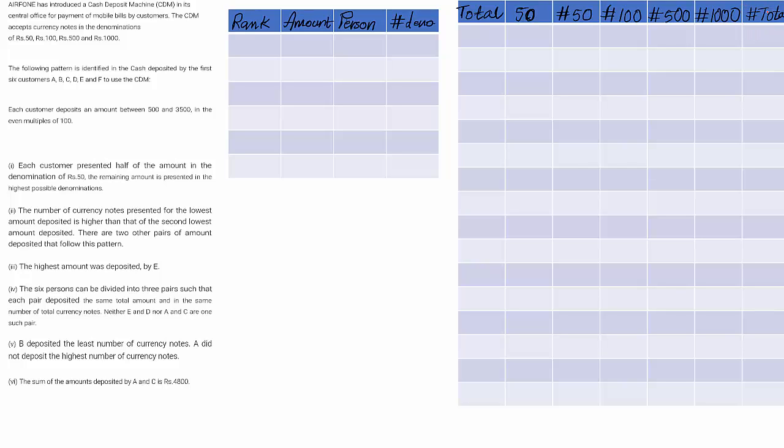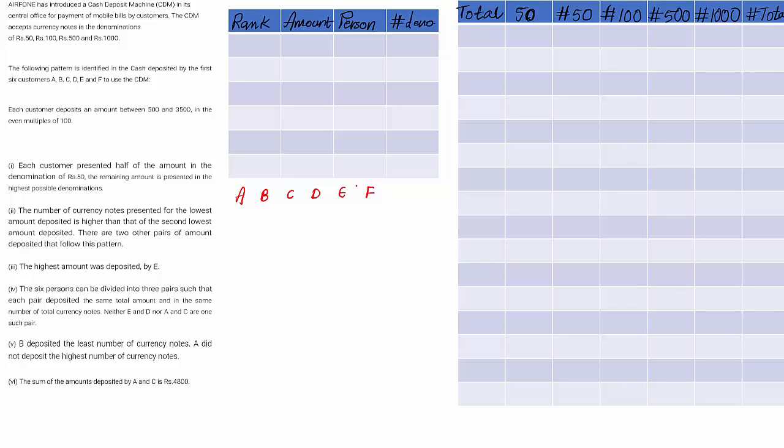Now, the following pattern is identified in the cash deposited by the first 6 customers A, B, C, D, E, F to use the cash deposit machine. That means we have 6 people who are using this cash deposit machine, depositing certain amounts of money in the denominations of 50, 100, 500, and 1000.